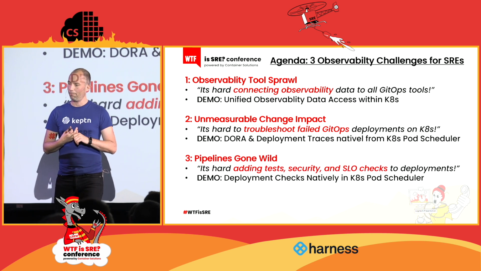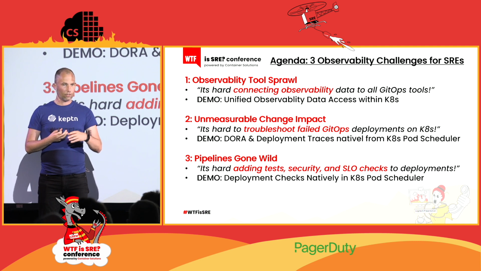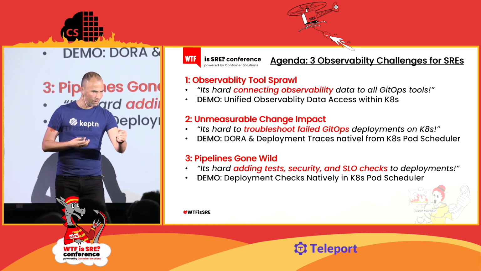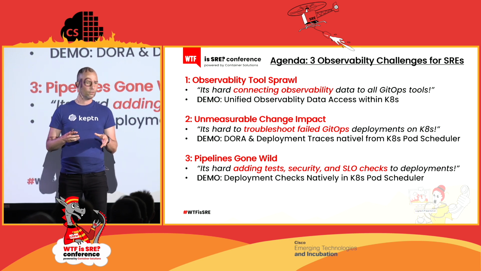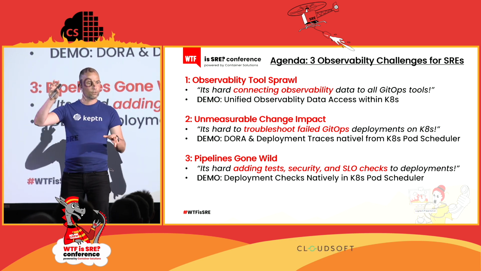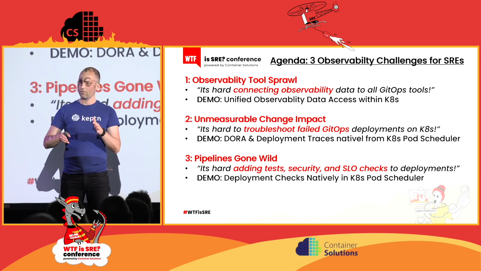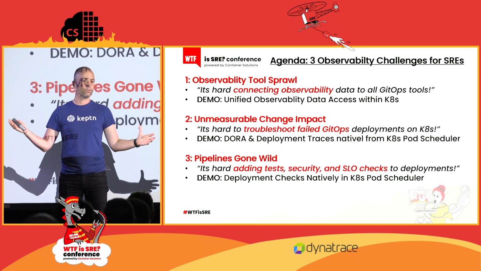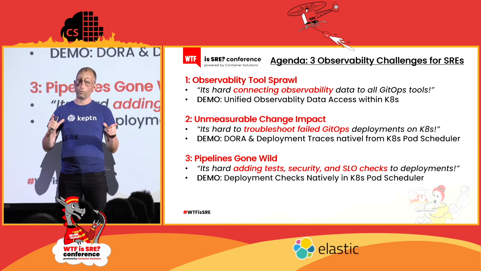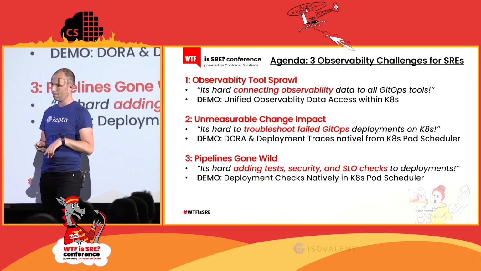Last one is, I call it pipelines gone wild. I think it's really hard. I have to point, what's your name, by the way? Mohammed. It's great that we have tools like Argo, but you may not only have Argo, you may have other tools as well that you're using to deploy, and to enforce testing, security, observability across all of these different pipeline tools is really hard. So I want to show you also a way how we can natively in Kubernetes, in the pod scheduler, enforce security, observability, and tests.